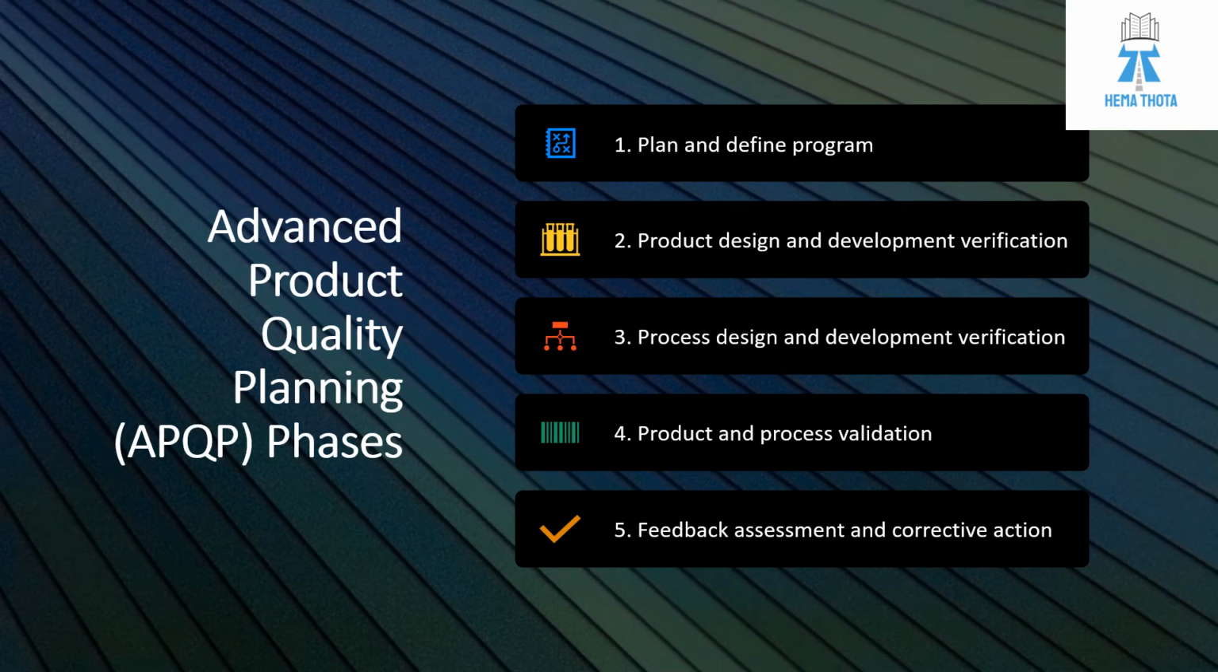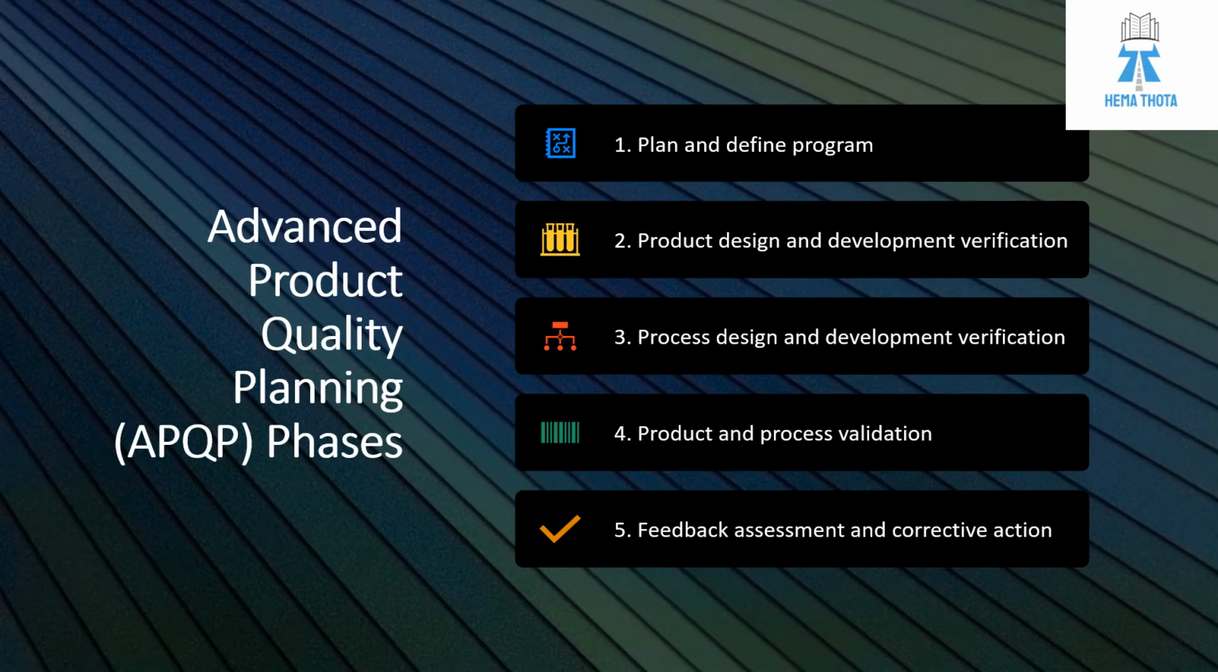So what are the 5 core phases of APQP? The first one is plan and define a program. This comes with the concept phase. The next thing is product design and development verification, which is with respect to product. The next thing is process design and development verification. The next thing is product and process validation. In 2 and 3 we will have development and verification together, but in 4 we will have validation of 2 and 3.